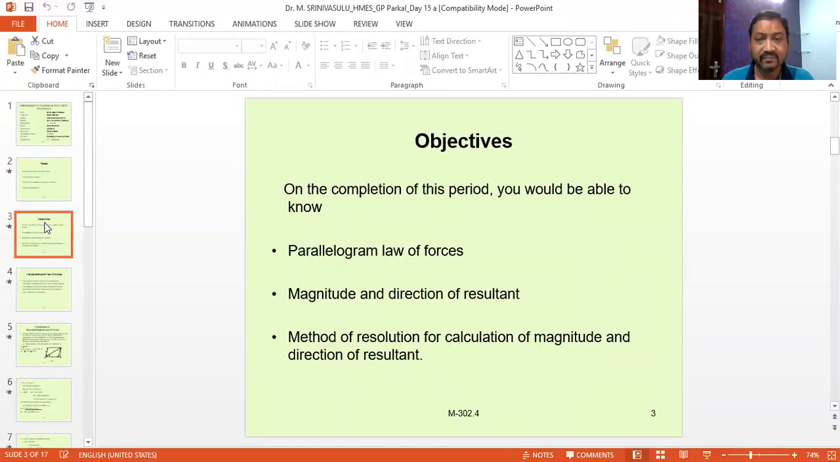In this class we will derive an equation for the magnitude and direction of the resultant, and also we will see the method of resolution for calculation of the resultant, that is, for both magnitude and direction of the resultant.